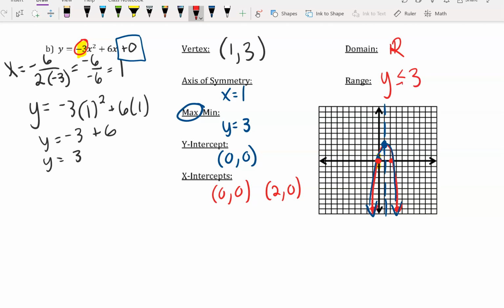If you couldn't tell based on the picture what the x-intercepts were, remember you could have factored this. Since there's 2 terms, we would have factored out a GCF and then set each factor equal to 0.